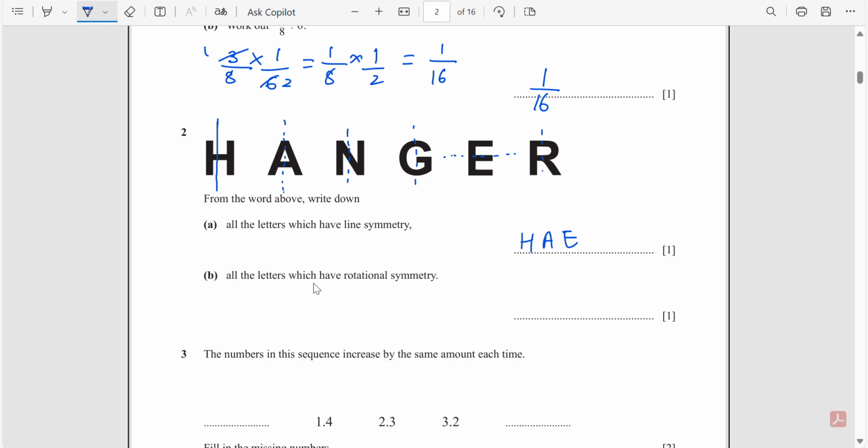Now all the letters which have rotational symmetry. Rotational symmetry is when you rotate it, they are exactly the same. So here you can just see when you rotate H, it'll be the same. And when you rotate N, it'll be the same.